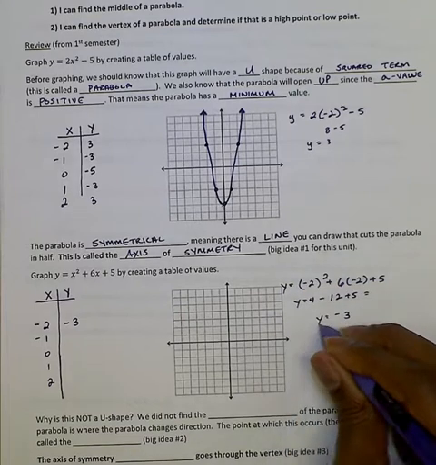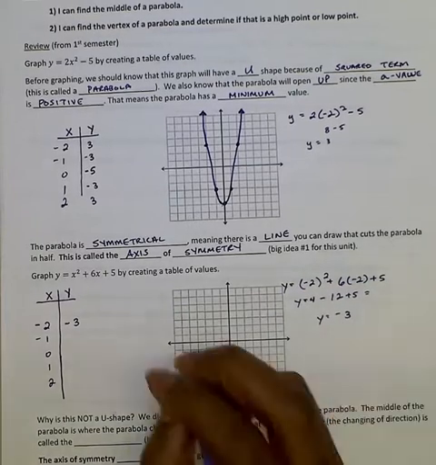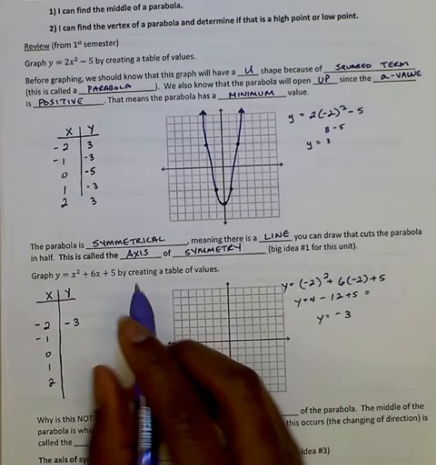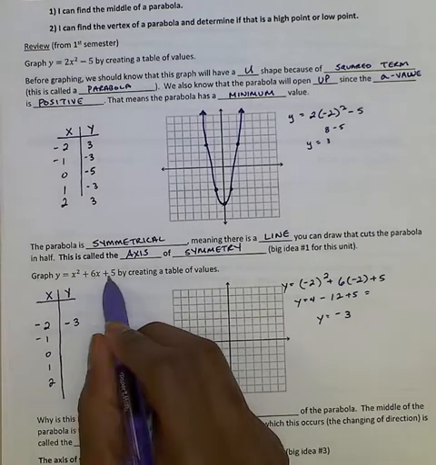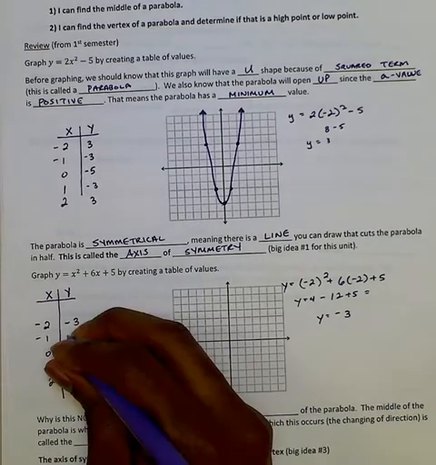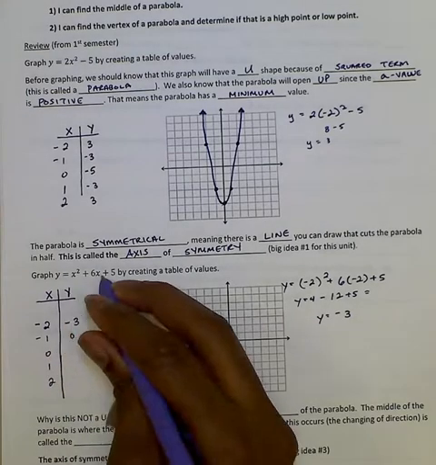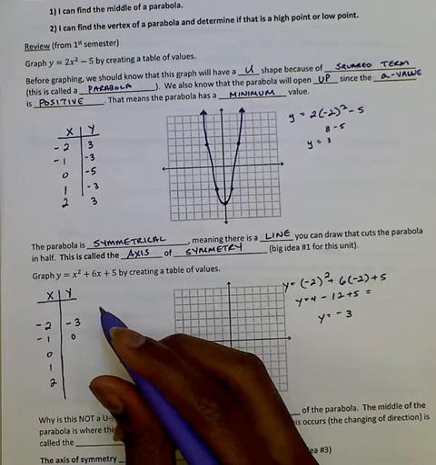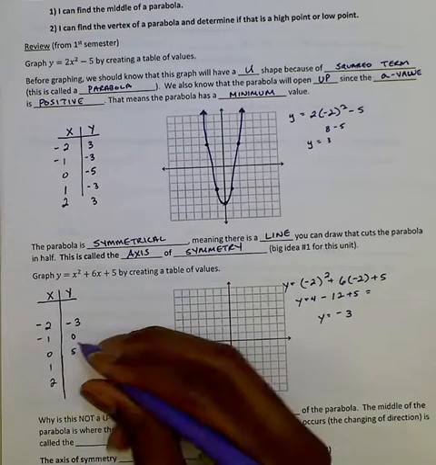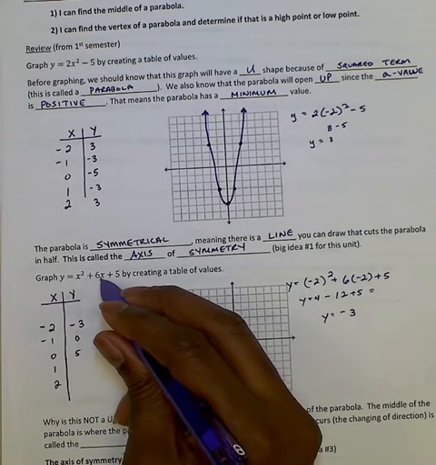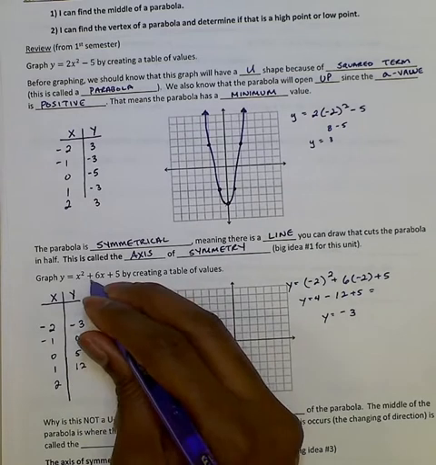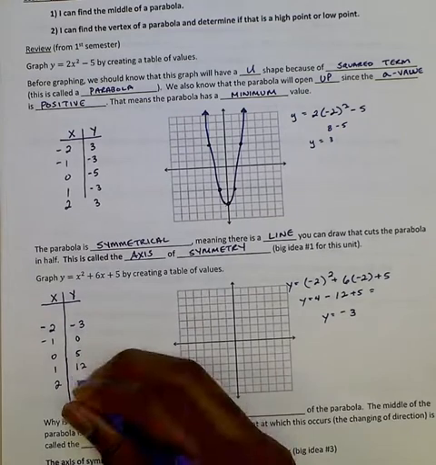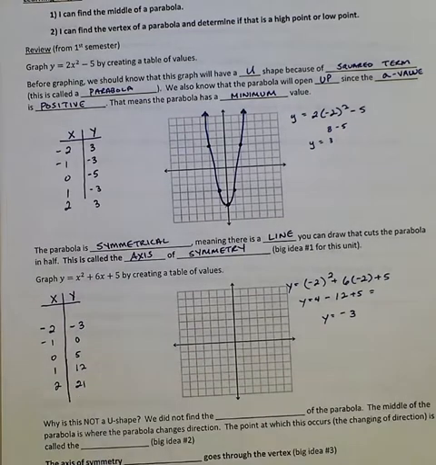Okay, so when x is negative 2, y is negative 3. We can do that same thing for all of them. 1 squared minus 6 is negative 5, plus 5 is going to give us 0, 0. We're doing that right. That gives us 5. 1 plus 6 is 7. 7 plus 5 is 12. 4 plus 12 is 16. Plus 5 is 21.